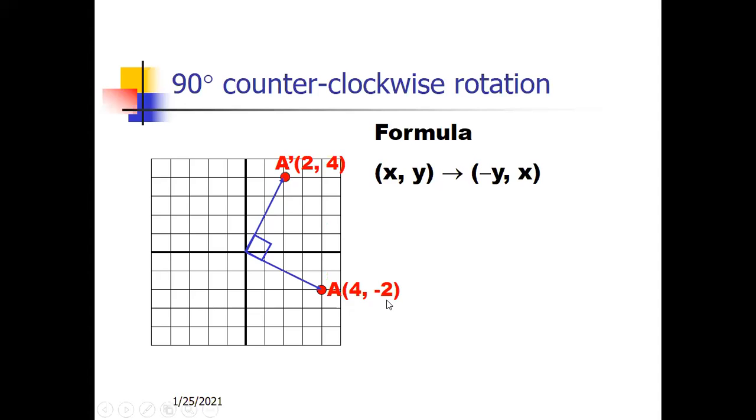Then A is 4 and -2, and A prime becomes 2 and 4. What happened here? If I want to follow the rule, if you want to rotate a figure counterclockwise 90 degrees, then you will switch. The original point was 4 and -2. I want to rotate counterclockwise 90 degrees, which means I will switch. So please switch with me. 4 and -2, it will be what?